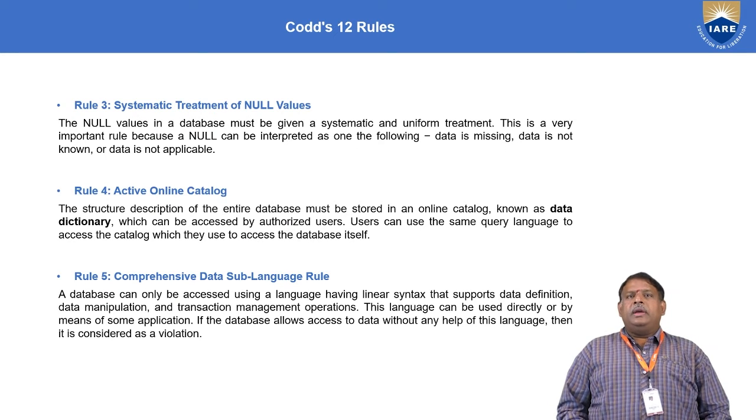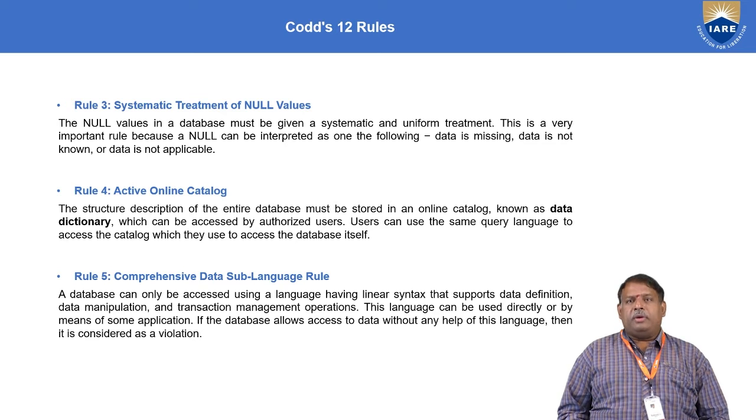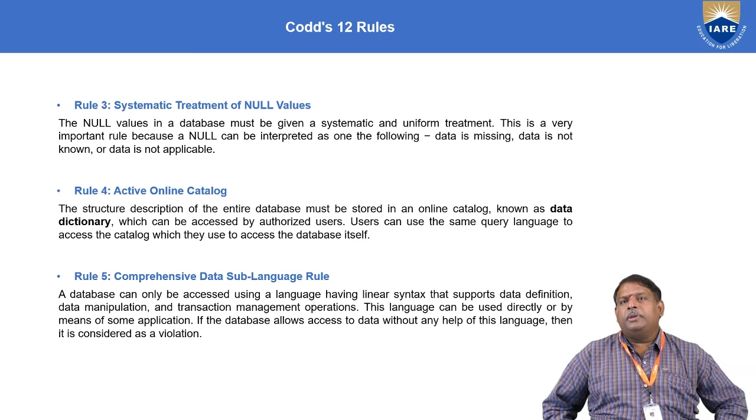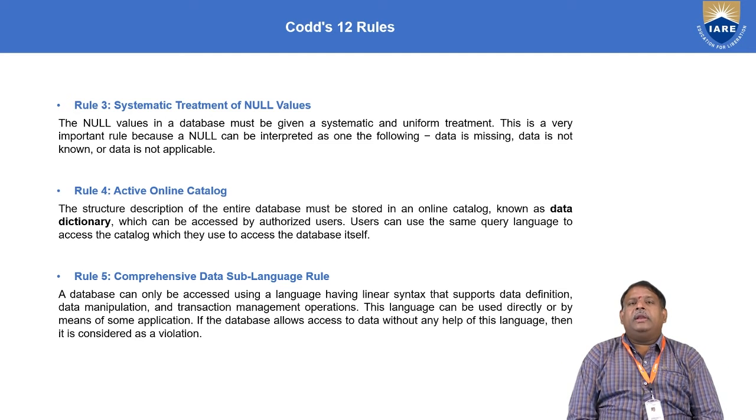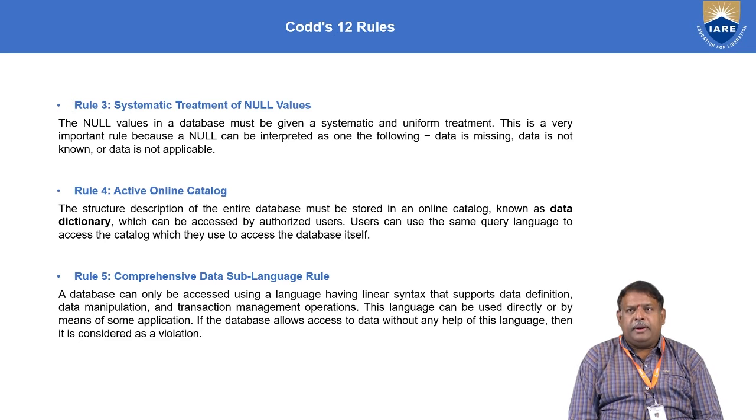The third rule is systematic treatment of null values. In our database, we will have null values. Suppose we don't have any value to be supplied, so we either leave it empty or we make it null. So the null values in a database must be given a systematic and uniform treatment.